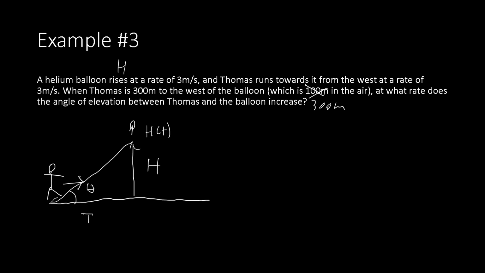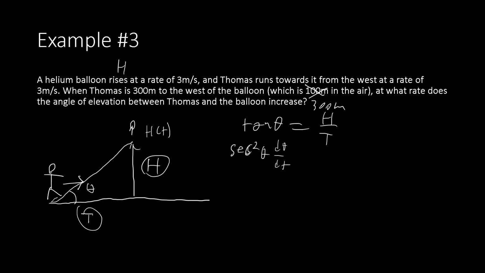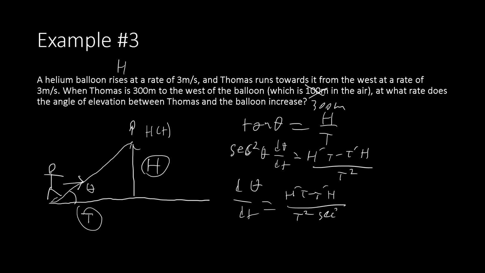So what is the relationship between h, t, and theta? Well, hopefully you know what tangent of theta is, because tangent is opposite over adjacent, which is going to be h over t. All right, let's differentiate. So secant squared theta, d theta over dt, equals, I'm just going to replace dh over dt and dt over dt as just t prime and h prime. So we're going to have h prime t minus t prime h over t squared, or d theta over dt equals h prime t minus t prime h over t squared secant squared theta. Okay, so now we just got to plug everything in.